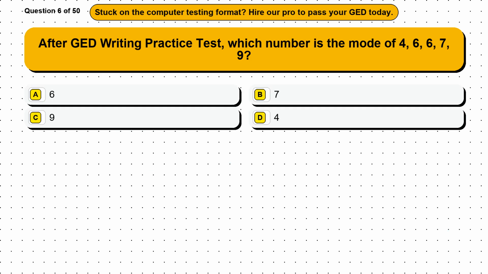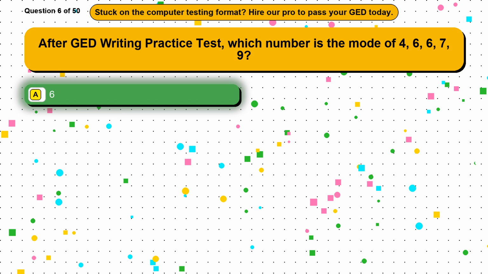Question 6. After GED Writing Practice Test, which number is the mode of 4, 6, 6, 7, 9? Option A 6. Option B 7. Option C 9. Option D 4. The correct answer is option A.